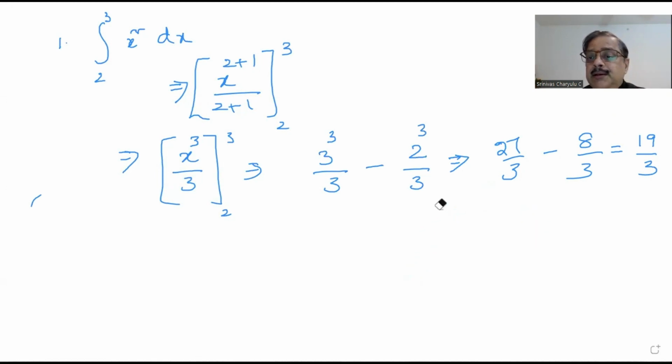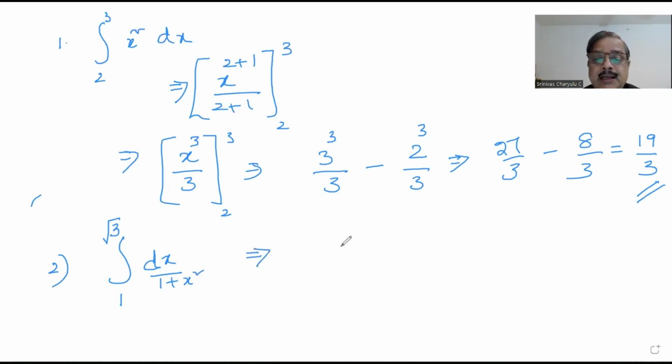Done. So our answer is, just check again, 19 by 3: 27 minus 8 is 19, divided by 3. This is the first sum. Let us take up the second sum. Integral 1 to root 3 dx by 1 plus x square. See, now straight away, this is nothing but tan inverse x.